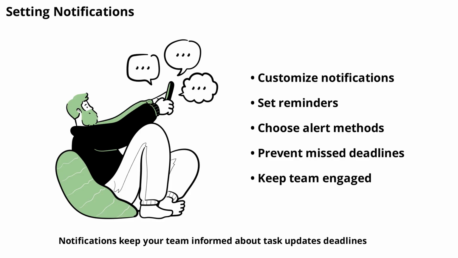Notifications keep your team informed about task updates, deadlines, and changes. Scheduling software lets you customize notification settings. Choose how and when you receive alerts via email, app, or desktop. Set reminders for upcoming deadlines or overdue tasks. Encourage team members to enable notifications to stay updated. Regular alerts help prevent missed deadlines and keep everyone engaged.